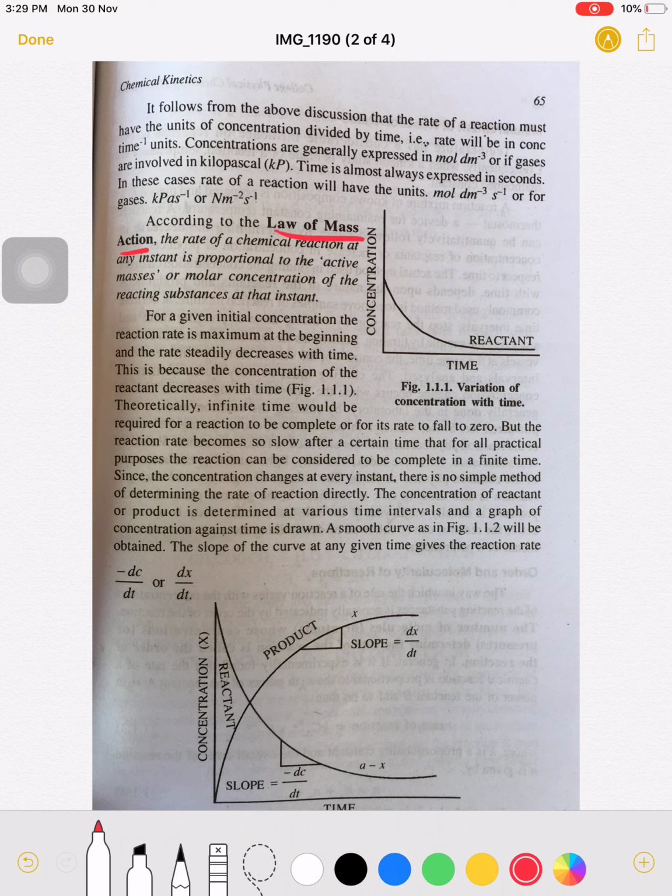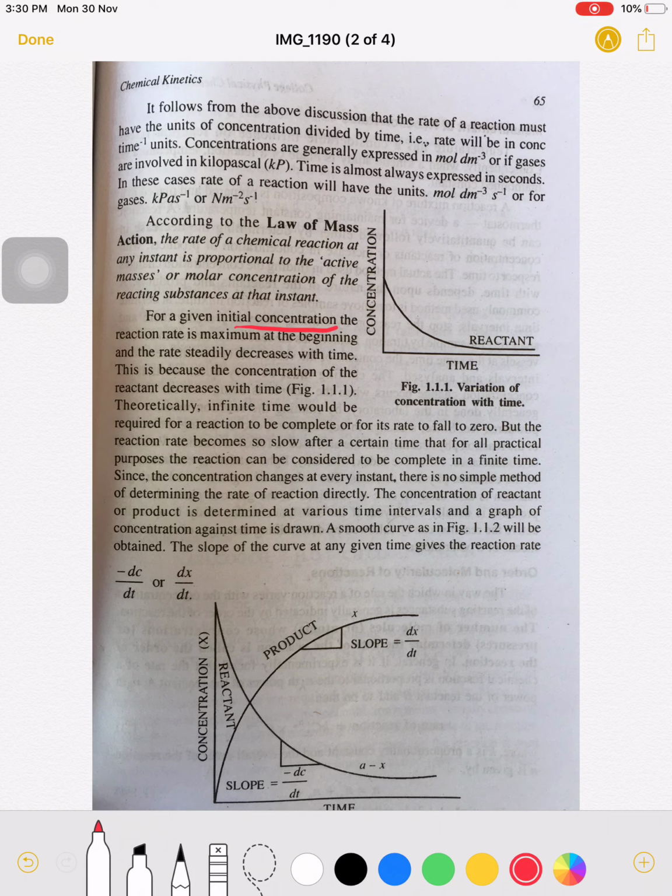Now see this graph also here. On the y-axis, concentration is there, on the x-axis, time is there, and we have plotted this graph for the change in concentration with respect to time of reactant. For a given initial concentration of a reactant, the reaction rate is maximum at the beginning.